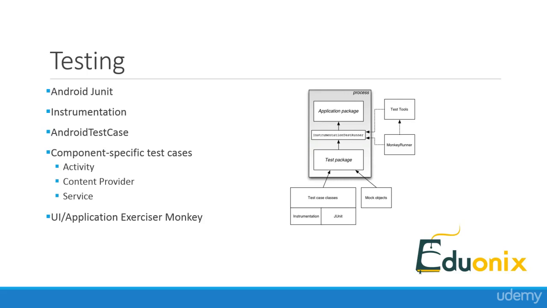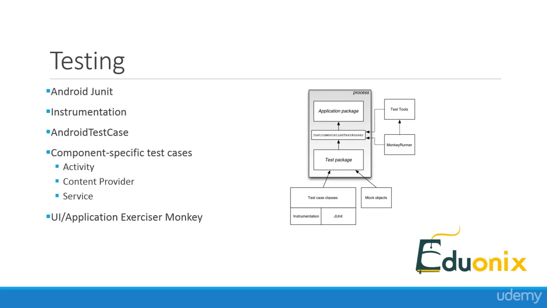A key feature of the Android testing framework is its component-specific test case classes. These address specific component testing needs with methods for fixture setups and teardowns and component lifecycle control. They also provide methods for setting up mock objects, and some of the likely candidates for this type of testing are activities, content providers, and services.